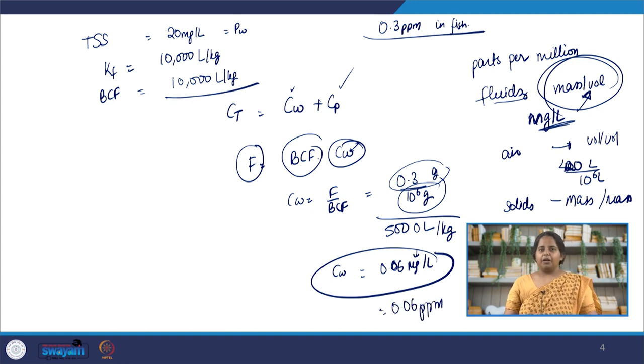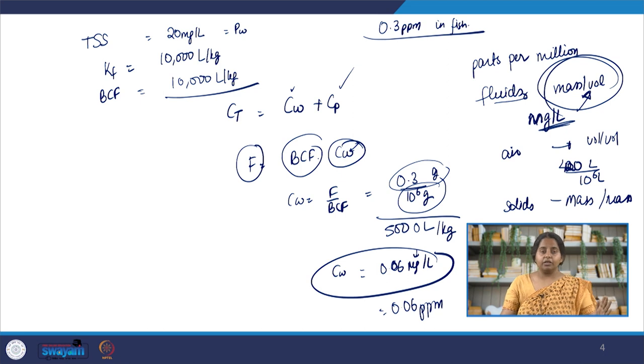If we just compare parts per million to parts per million, we see that the concentration of the contaminant in the fish's body is 0.3 parts per million. When it is in the water, it is 0.06 parts per million. It seems to have increased in the fish's body, almost 5 times that in the water. So there is literally concentration of the contaminant happening in the fish's body. No wonder we call it bioconcentration. Okay, coming back to this, now we have found out the concentration that is permissible in water, 0.06 ppm.